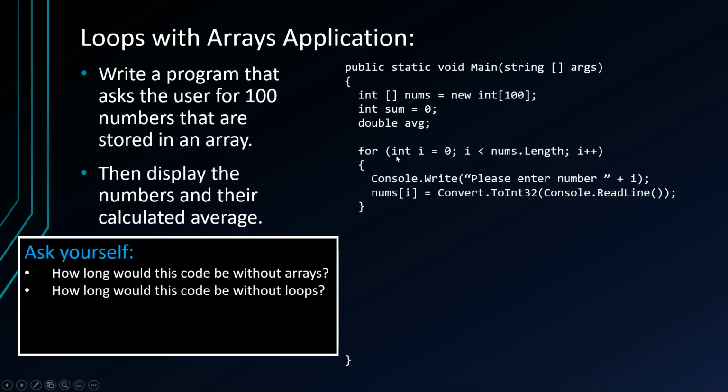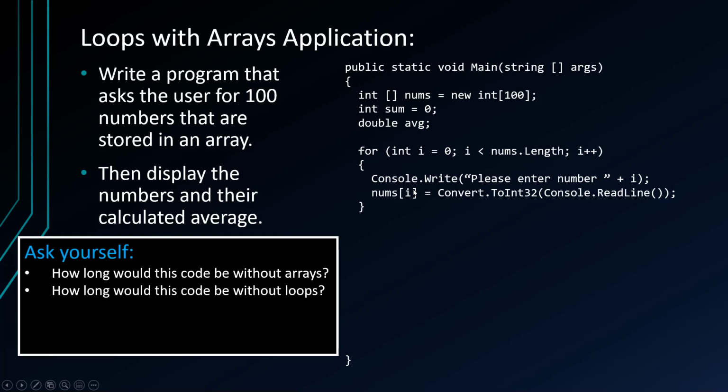And for every iteration of the loop, we're going to do the exact same 2 lines of code. Prompt the user for the number. Please enter number 0. Please enter number 1. Please enter number 2. And for every one of those, we're then going to store that number inside of our array. Nums at 0, nums at 1, nums at 2, and so on and so forth.